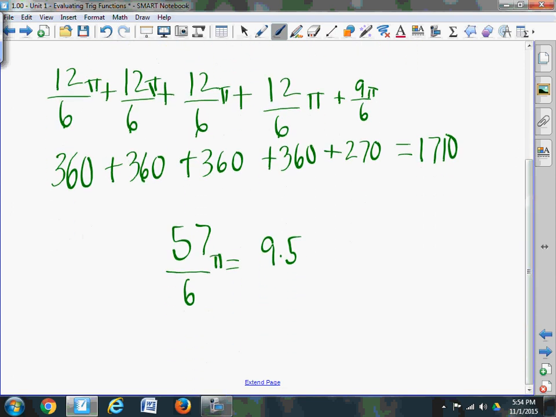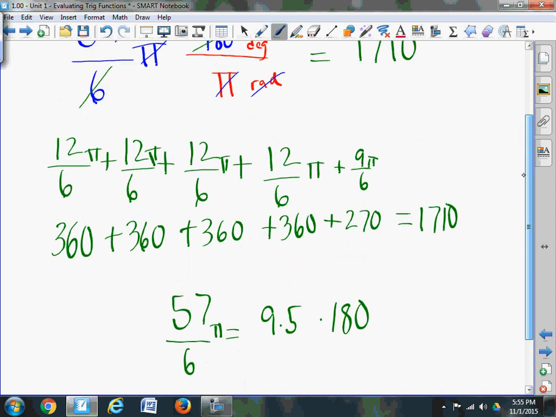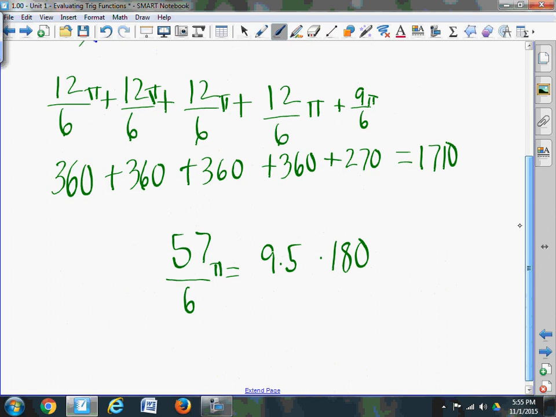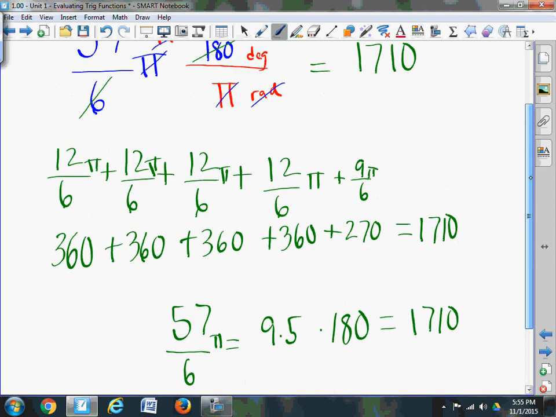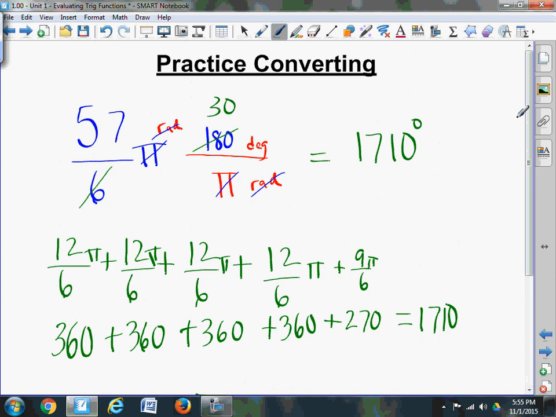Pi is 180, so you'd have to do 9.5 times 180, which is the same thing as 57 times 30, and come out to 1710. And so that's another way to do it, but that pretty much necessitates a calculator. So without a calculator, it's better to just reduce fractions.